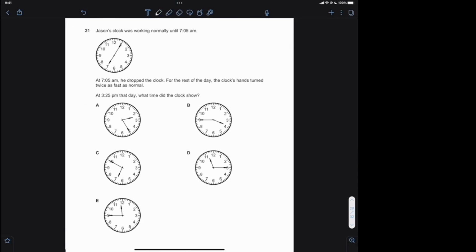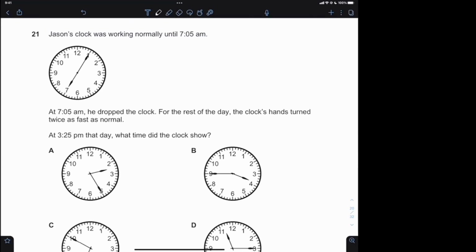So, question 21. Jason's clock was working normally until 7:05 a.m. At 7:05 a.m., he dropped the clock. For the rest of the day, the clock's hands turned twice as fast as normal. At 3:25 p.m. that day, what time did the clock show? For the rest of the day, the clock turned twice as fast, meaning the time that passed on the clock was 2 times as much as what actually passed. So at 3:25 p.m., let's work out how much time has passed. We can then double it to see how much time would pass on the clock and work out the time.